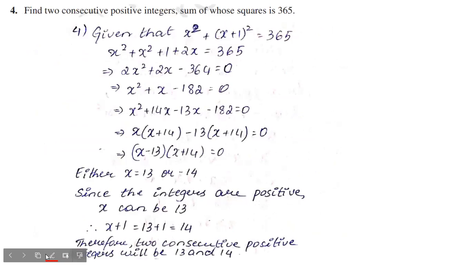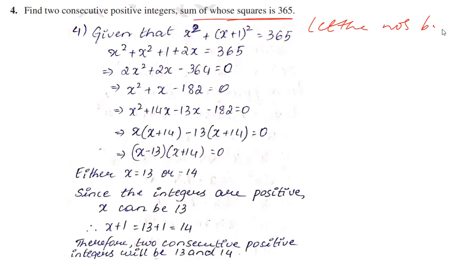Next question. Don't worry, I will stream it out at the end. Find the two consecutive positive numbers, sum of whose squares is 365. If you want, you can write down the details here. Let the numbers be x and x plus 1.